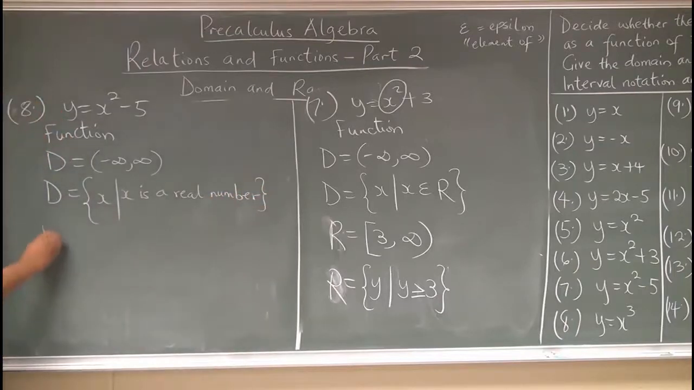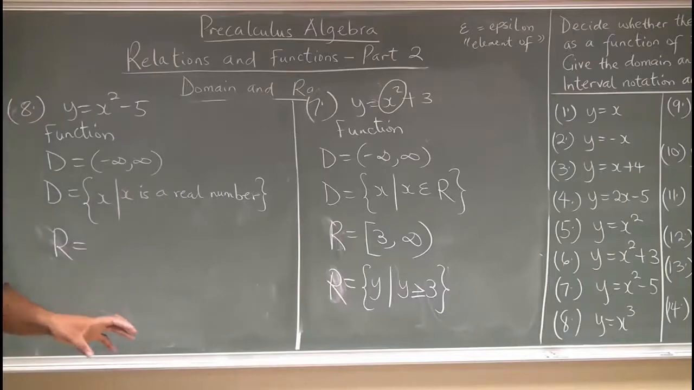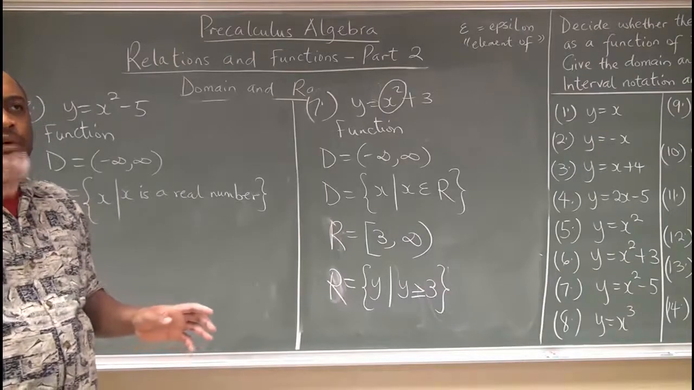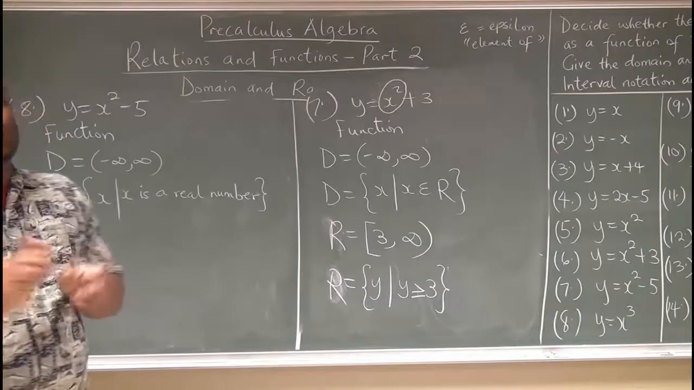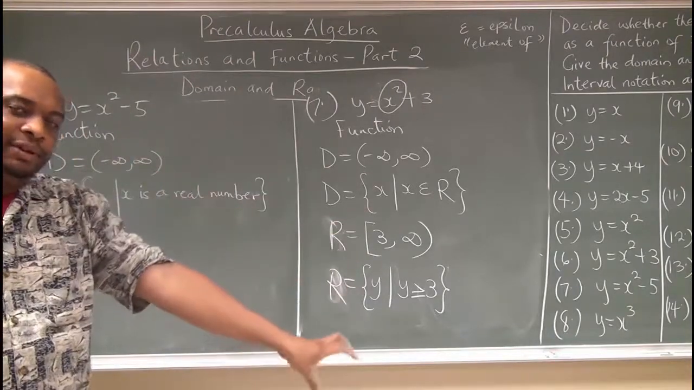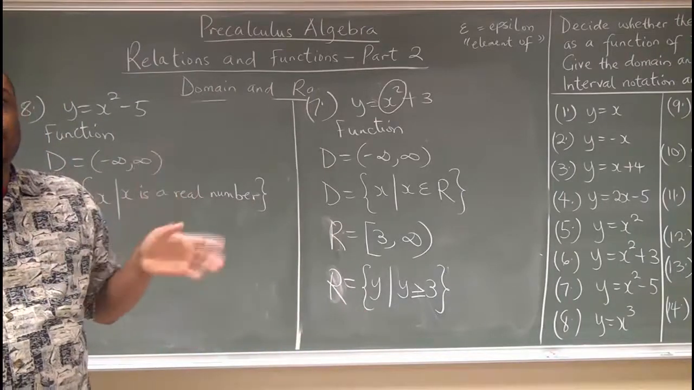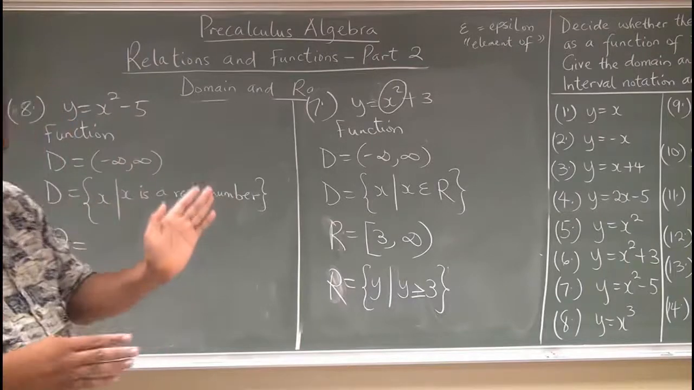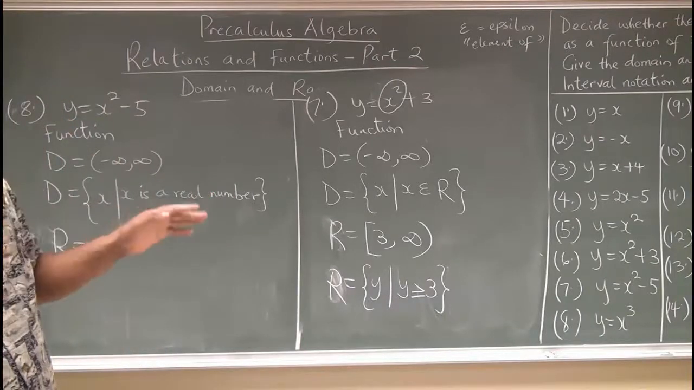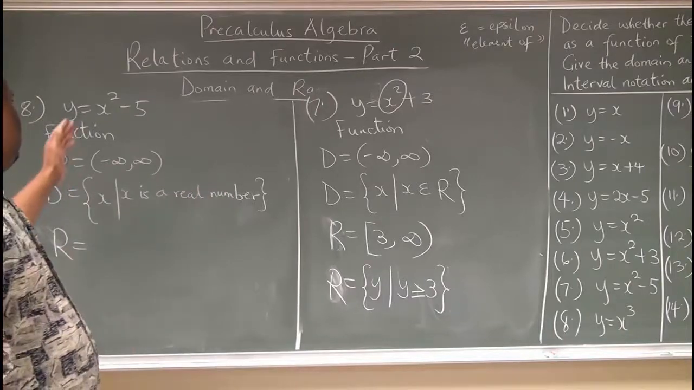Okay? What will be the range? The range, x squared, will be all non-negative. 0 to positive. Yeah, 0 and positive. Now, what is the difference between positive numbers and non-negative numbers? Non-negative numbers include 0 and the positive numbers. But positive numbers do not include 0. Okay, take note of that.